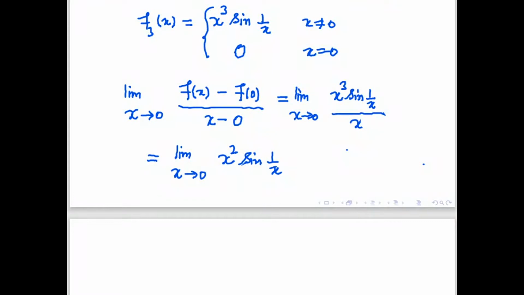So what will be the limit? 0. So the limit is 0. So this function is differentiable at 0, and that derivative is nothing but 0. That means f3 dash, the derivative of f3 at 0, is 0. So now the question is, how will we prove this is 0?